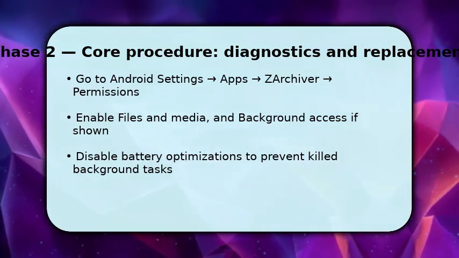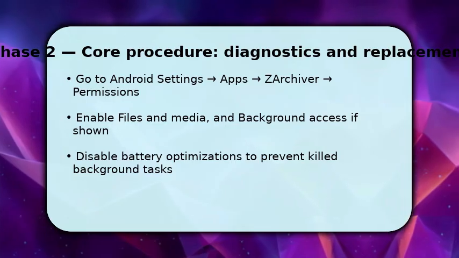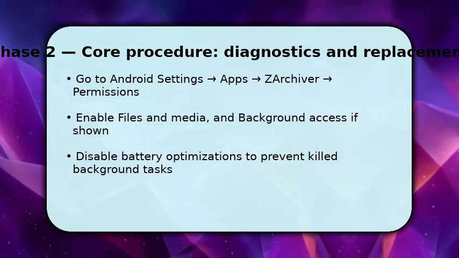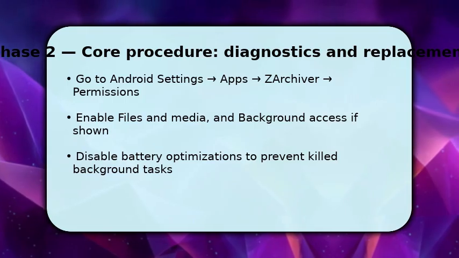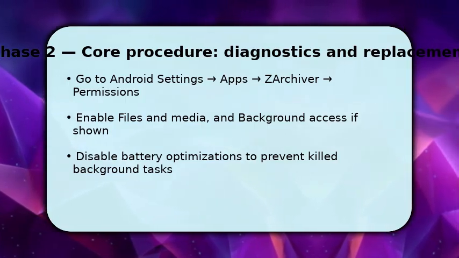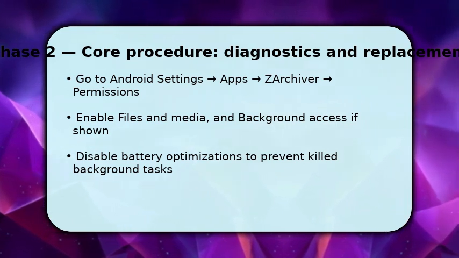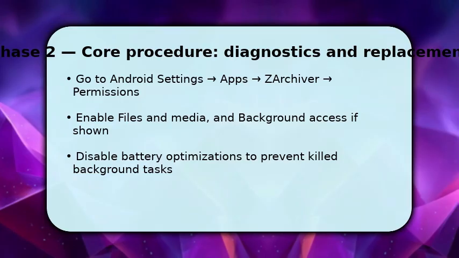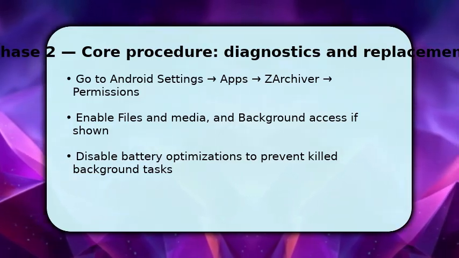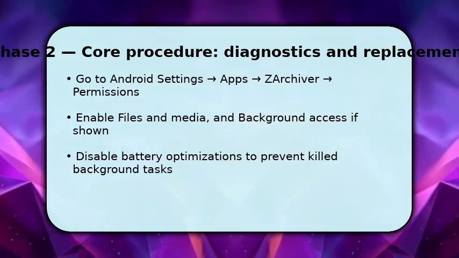Then go to Battery Settings and exclude Zarchiver from optimization. Otherwise, Android may kill long compress or extract jobs. Making these changes prevents failures mid-process and explains why some operations previously errored. The OS was blocking sustained file access or background tasks.